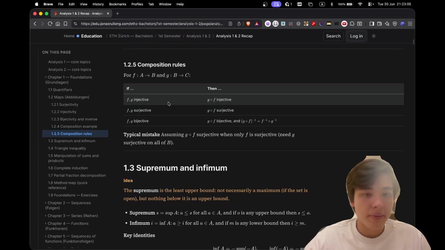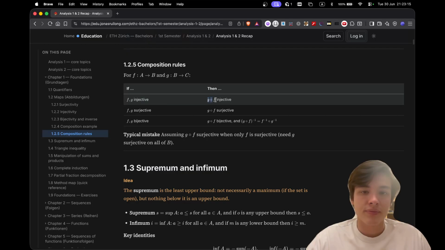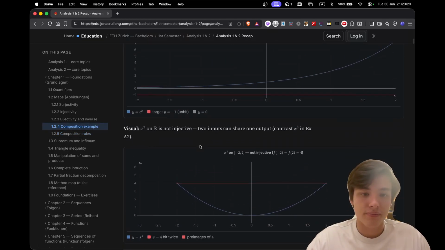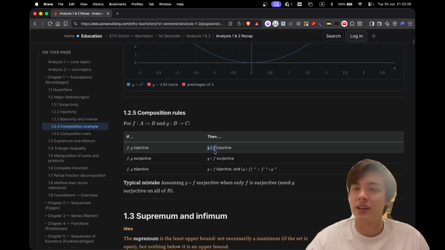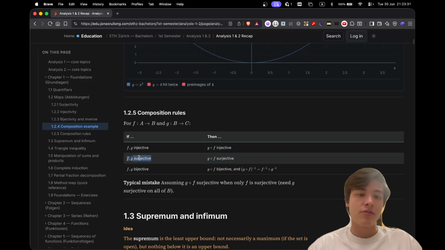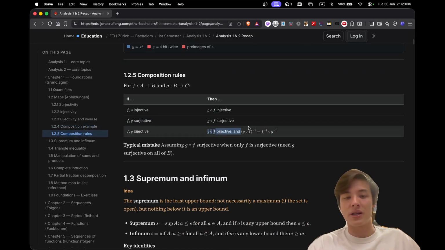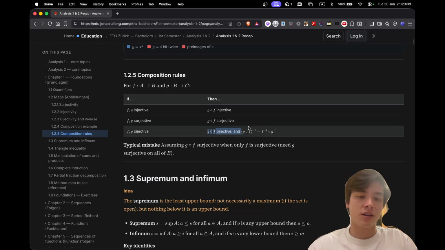Composition rules. If two functions are injective, then g composed with f, what was this called again? I'm too tired to think tonight, but it's also injective. Basically, if both of the functions are already injective, the combination of the two, the chain of the two, is also injective.